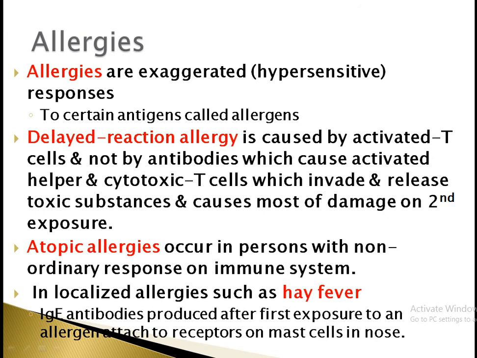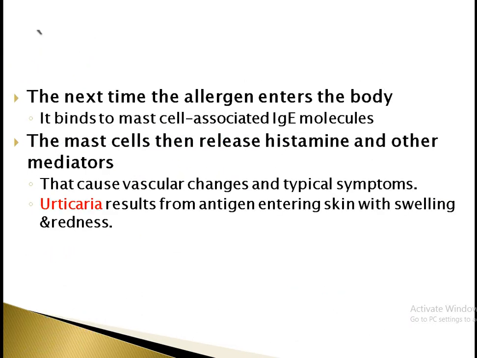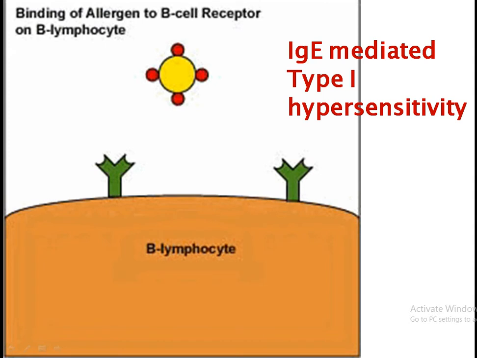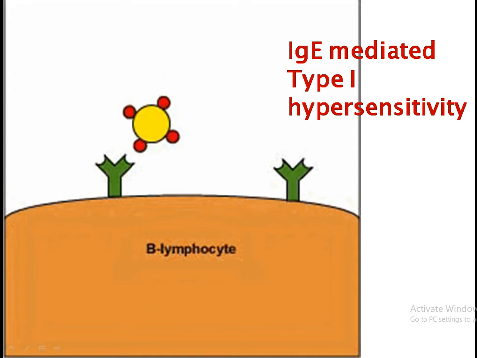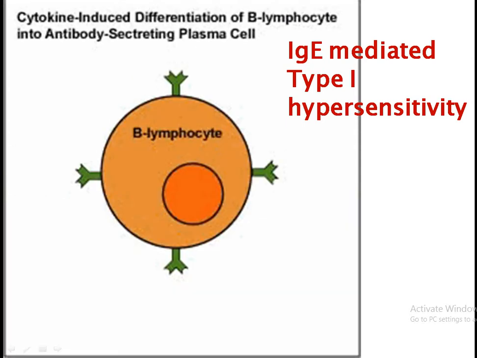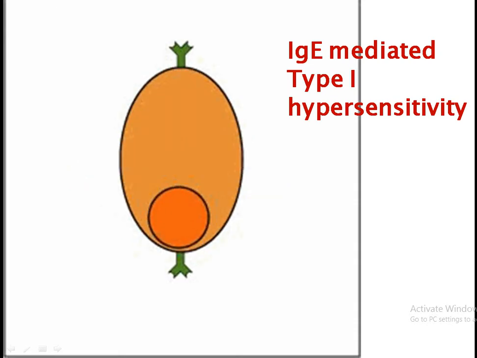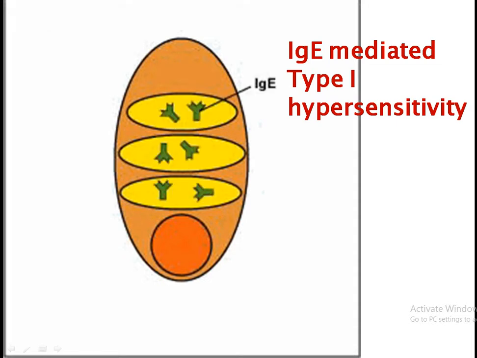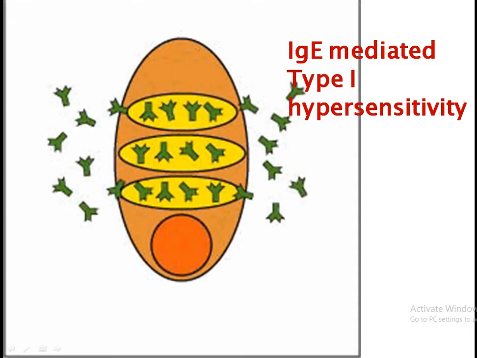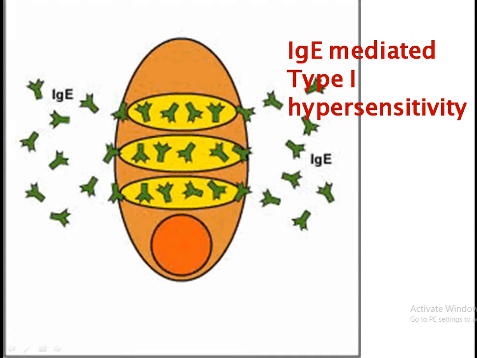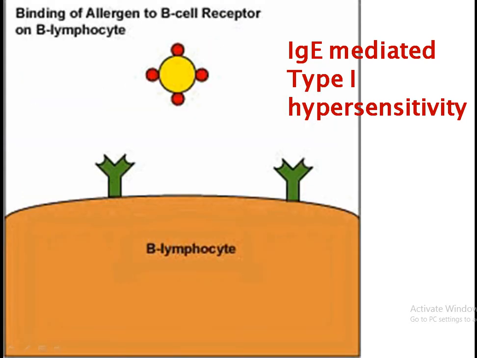Allergies are exaggerated responses to certain antigens called allergens. It may be delayed reaction allergy or atopic allergy, for example in hay fever. Now I am showing you the hypersensitivity reactions, which are actually type 1, type 2, type 3 and type 4. Through these animations, I want to show you how it occurs. Type 1 hypersensitivity reaction is mediated through IgE. And through this animation, you can see how it occurs.